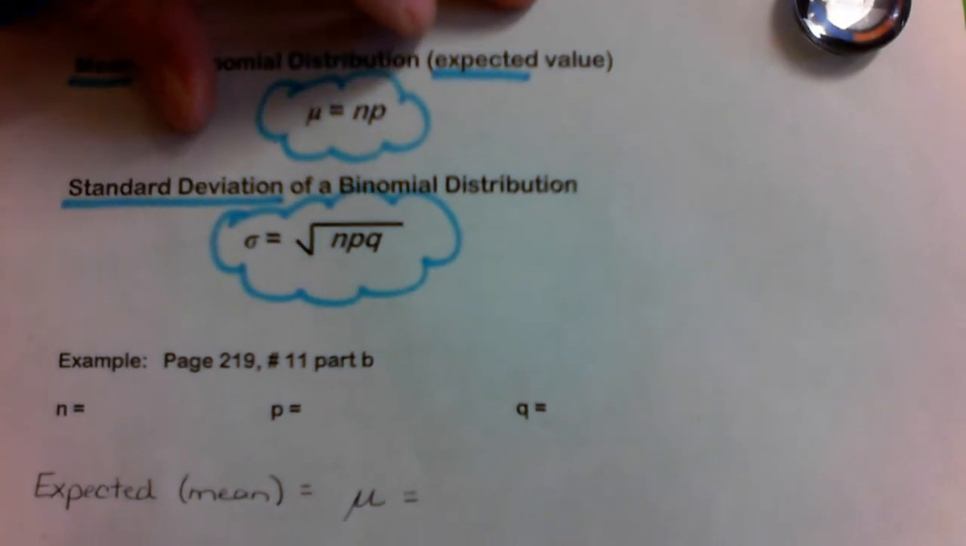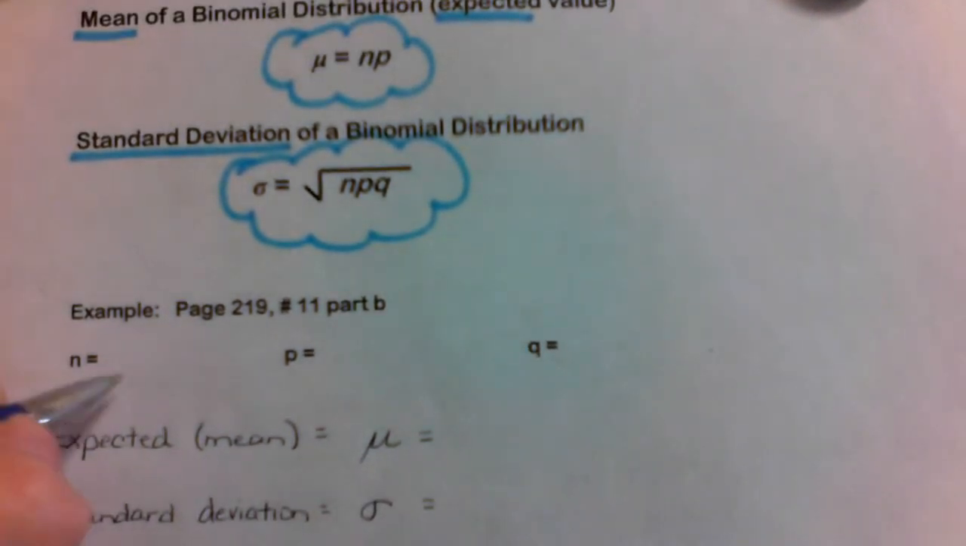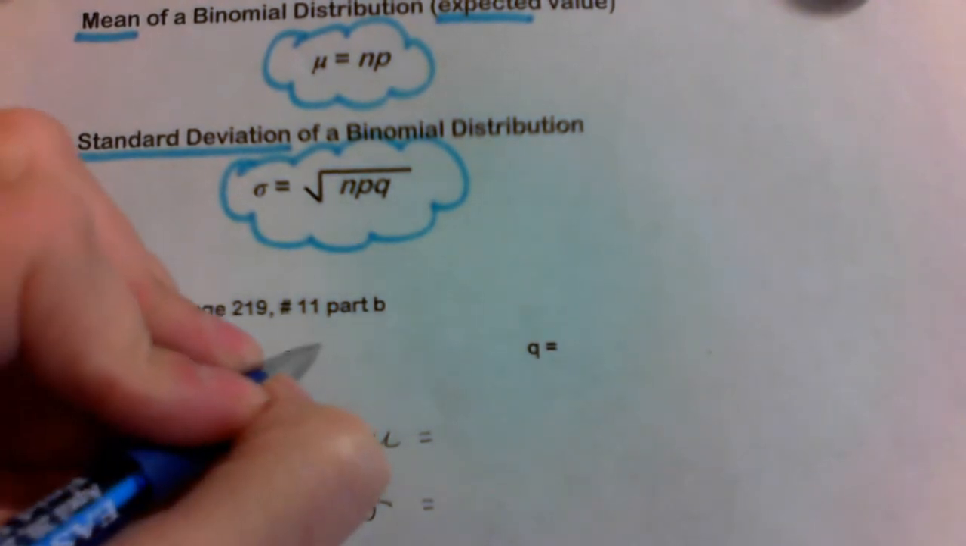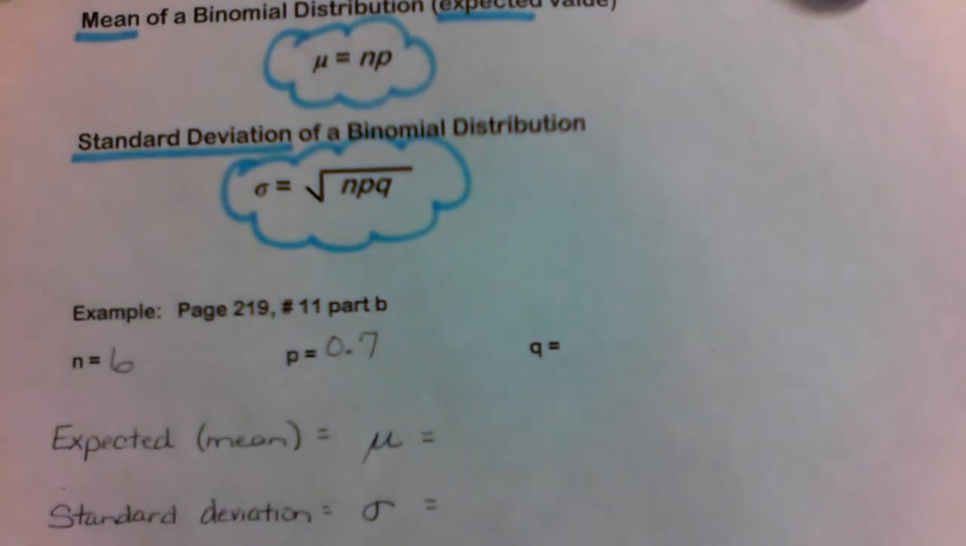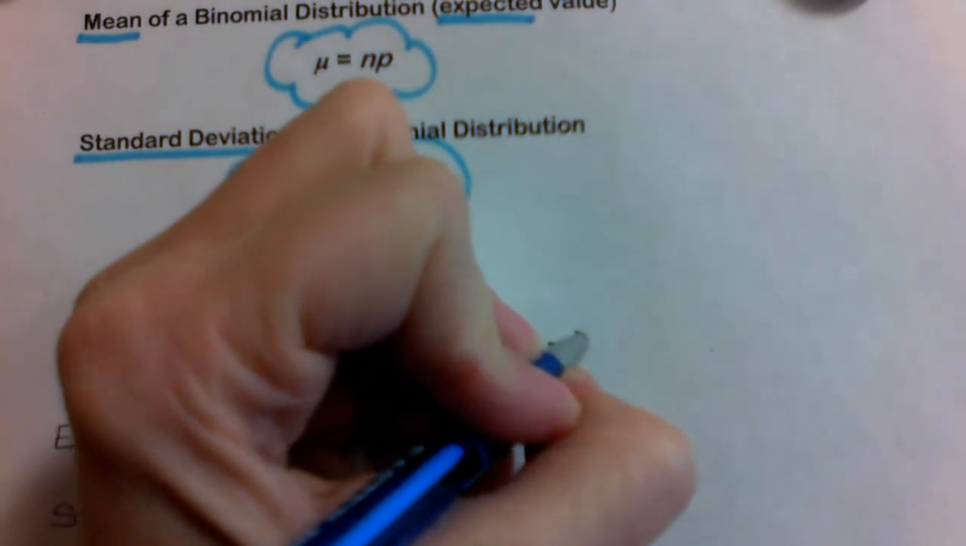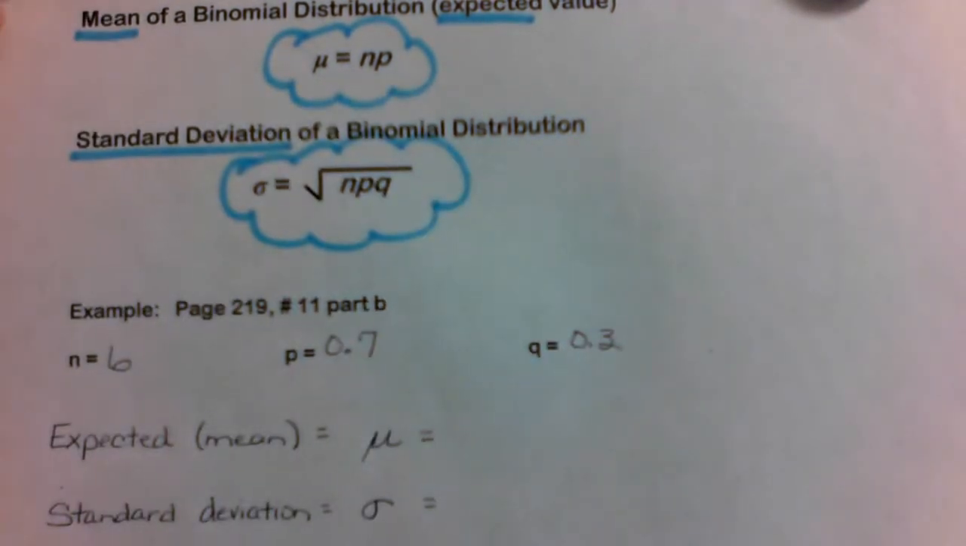So we're going to use that same problem. So we had 6 friends. We wanted addresses to be found. They told us that per person, there's a 0.7 chance of finding their address, which would make Q 0.3.